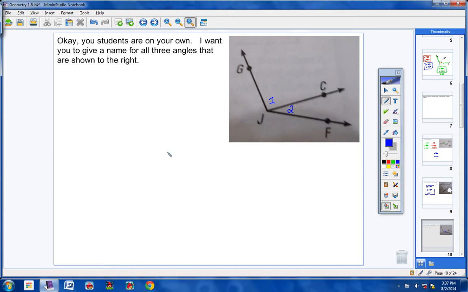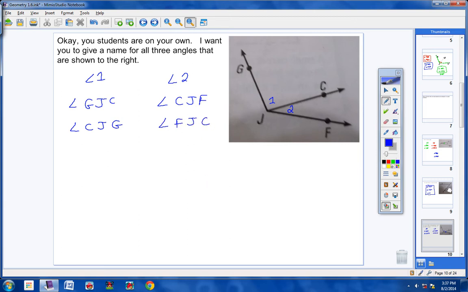Okay, hopefully you're done. I'm going to go pretty fast. Angle 1 is right here, highlighted in blue. And so for angle 1, you could have called angle 1 angle GJC or angle CJG. Now let's take a look at angle 2. I've highlighted it in blue for you right here. There it is. And so you could call angle 2, you could call it angle CJF, or you could call it angle FJC.